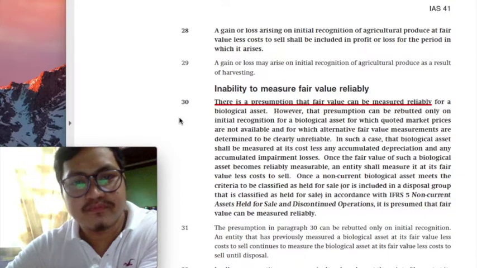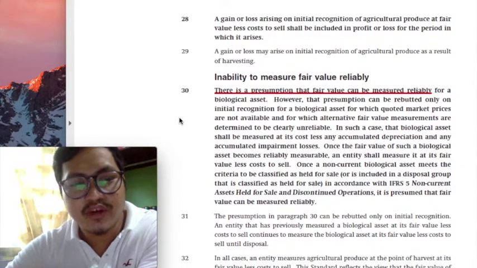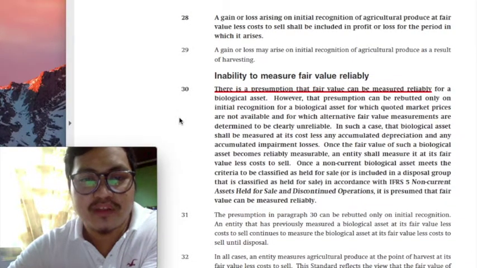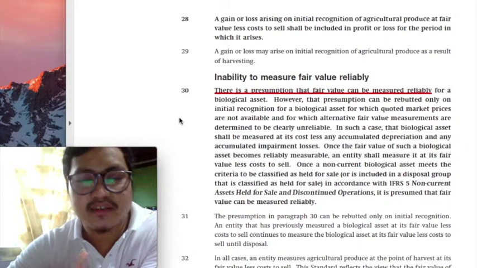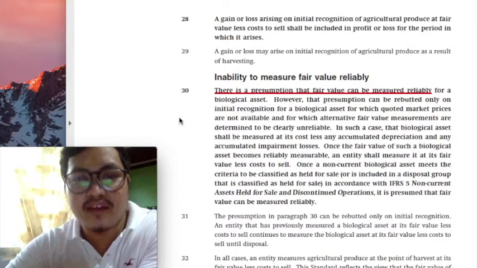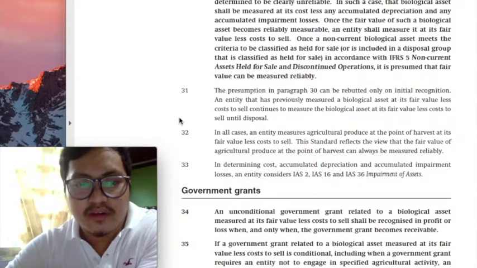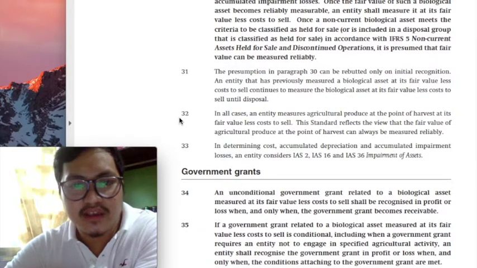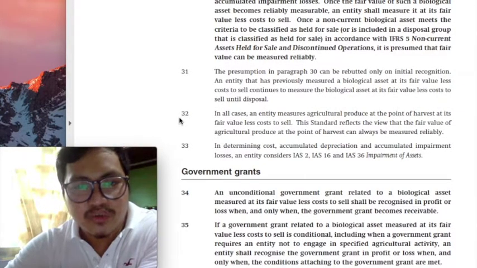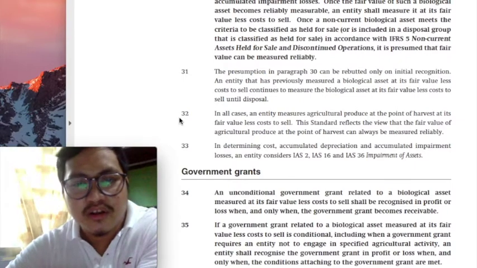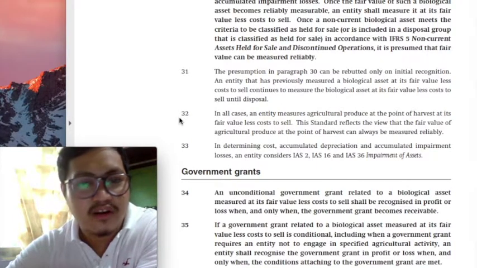Okay, so the only instance wherein you are allowed not to use the fair value less cost to sell measurement is only if at the start, class, from the very beginning, you already say that fair value cannot be measured reliably. But in paragraph 32, class, it tells us here that in all cases when we are dealing with agricultural produce, products from our biological assets, there must be a fair value less cost to sell.